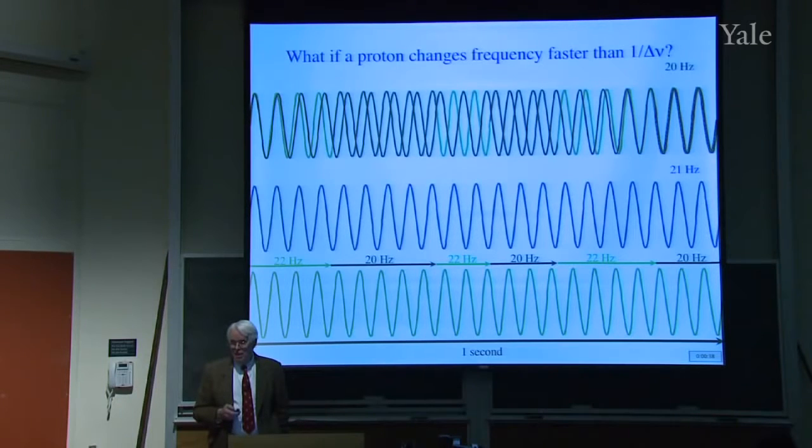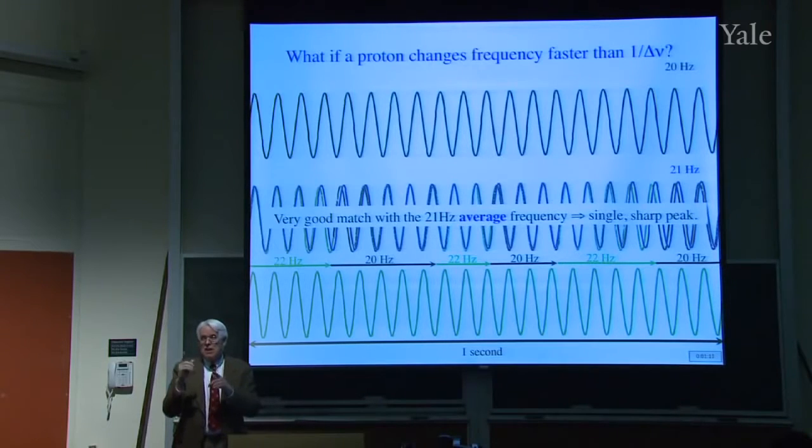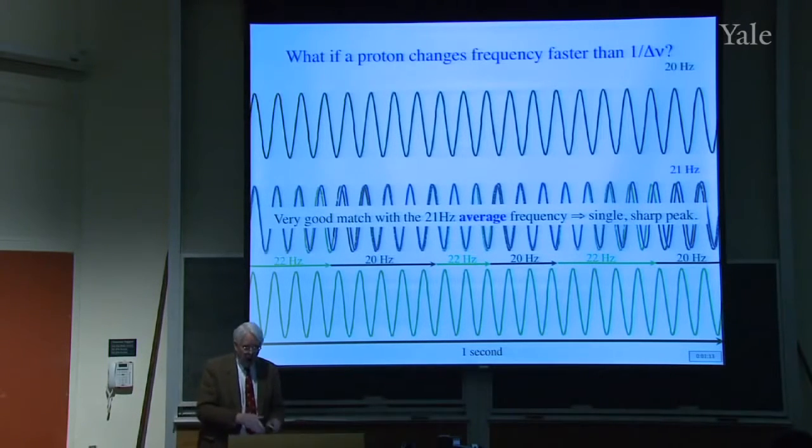No profit in that one. But suppose I try 21 hertz, right? Now it stays pretty much in phase. So it's averaging properly, right? And so what we will see is we have a very good match at 21 hertz, the average frequency, and we'll see a single sharp peak. 21 hertz will work, 20 hertz won't, 22 won't. We'll see an average peak. What's determining this? It's how long the pulse is compared to the difference in frequency. If the pulse is long enough, as long as the difference in frequency, then we can tell it.